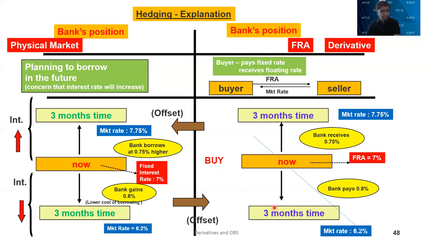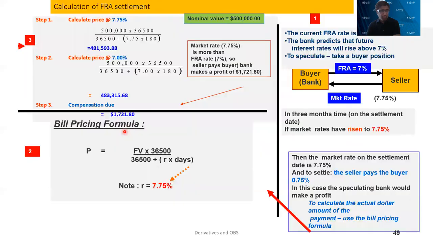So for the hedging, you will have a physical market and a derivative market. And the derivative market will compensate for any losses and offset any losses here.